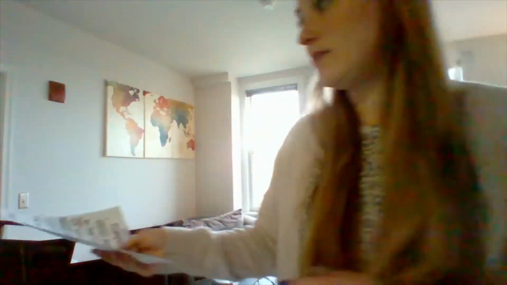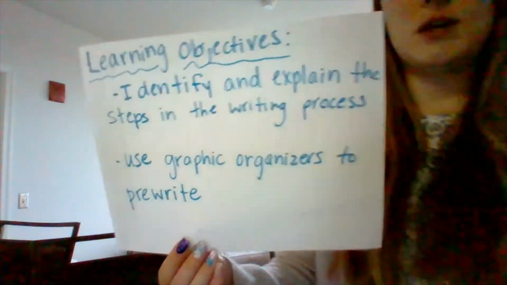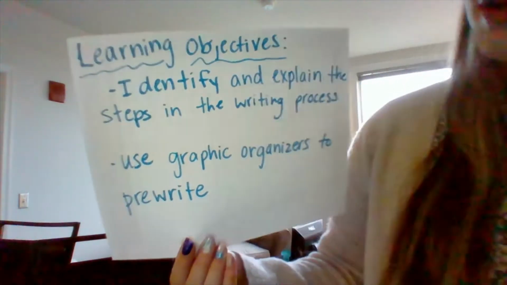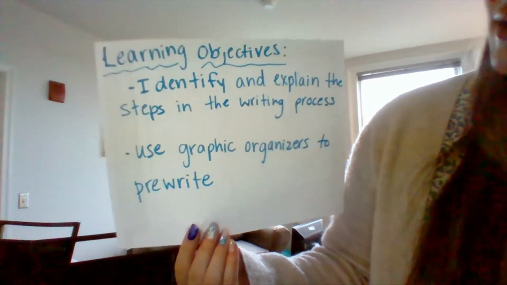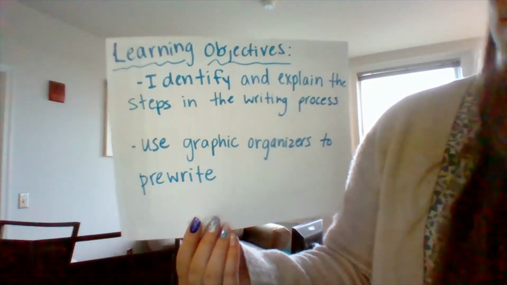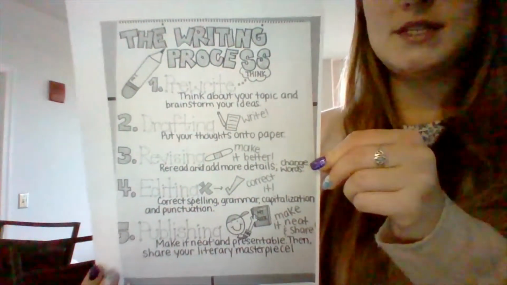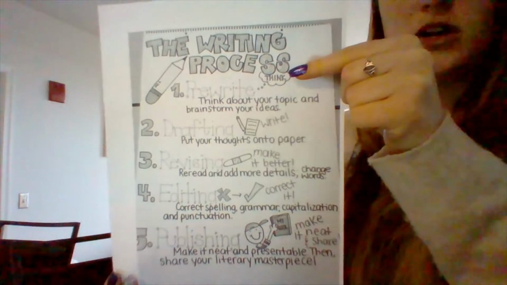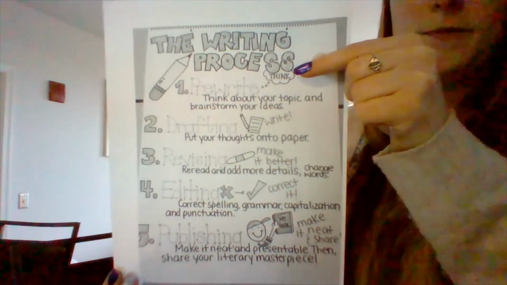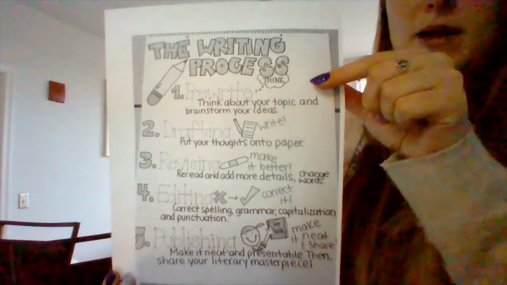So today's objectives are the same as last Monday because we're going to be working on our pre-write for our writing process. So we're going to identify and explain the steps in the writing process, as well as use graphic organizers to pre-write. You can remember back to last week, we looked at the writing process and we saw that number 1 states pre-write. That means we think first about what we're going to write. So that's the step that we're on right now on Monday. We're going to be doing our pre-write today.